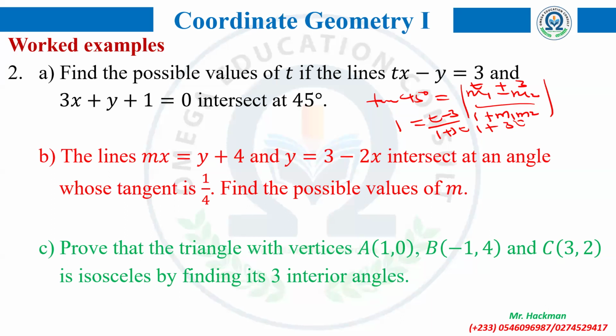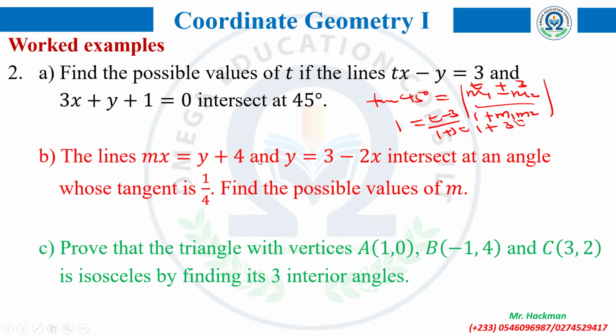Mr. Hackman, please, when we are extracting the information, the 45 degrees, should we write an acute angle equal to 45 degrees before we start the whole circle? Yes, you can write acute angle theta is equal to 45 degrees, so that when you substitute it, we'll know that there is a theta being represented by the 45. Okay. All right, great.